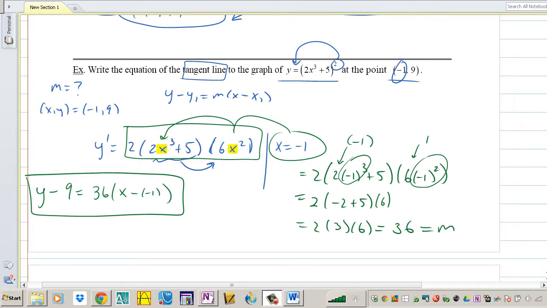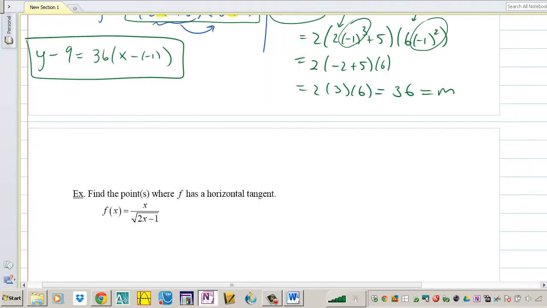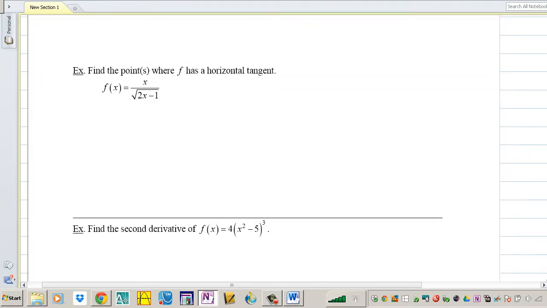Hey guys, we're going to go ahead and start with part 2 of the chain rule day 2. So, the next part we have: find the points where f has a horizontal tangent. Now we've talked about this. What does this mean? What does a horizontal tangent look like? It's a line that touches the curve at one point, and it has a slope of 0 because it's horizontal.